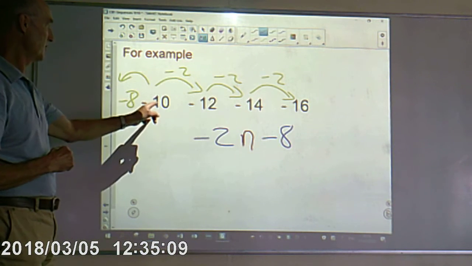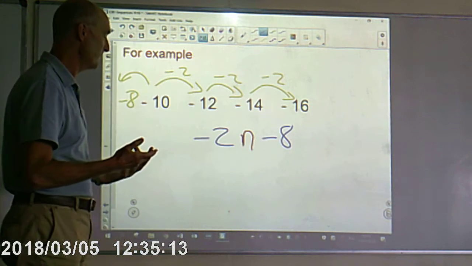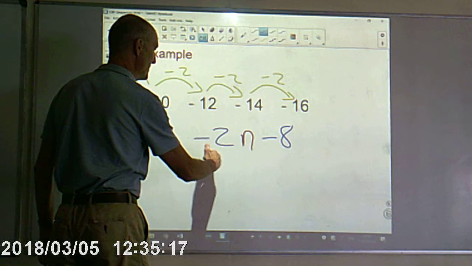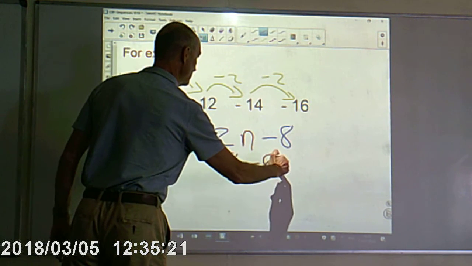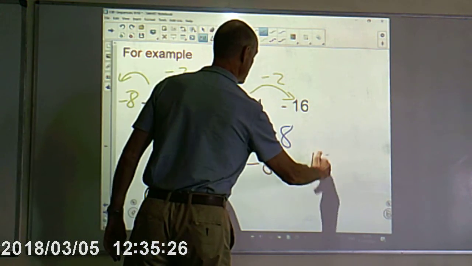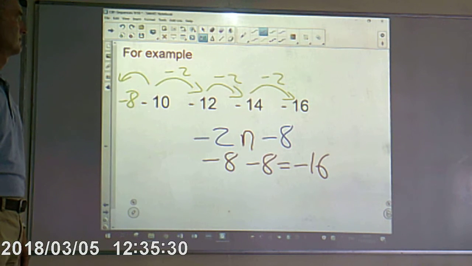So let's go back to my original sequence. First term, second term, third term, fourth term. Let's have a look at the fourth term. Minus 2 times 4 would give me minus 8. Then we've got minus 8. Minus 8 and minus 8 put together is minus 16, which indeed is my fourth term.